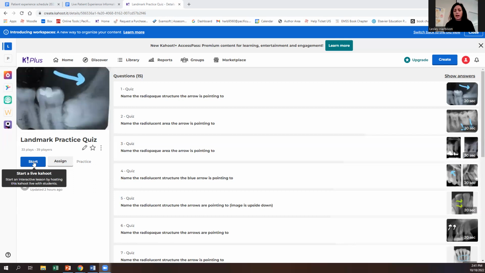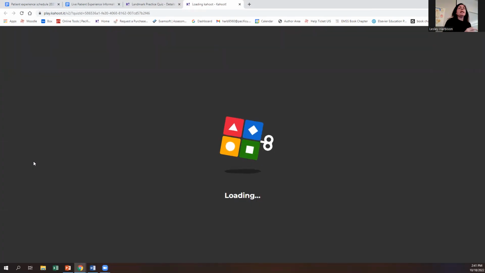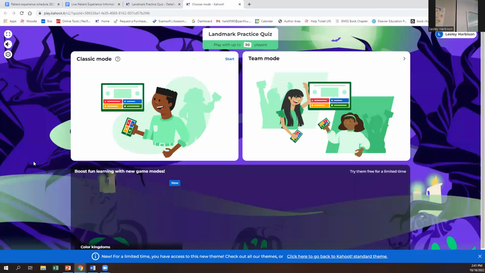Okay, let's do this. You guys have to go to Kahoot. Either you have the app or you go to kahoot.it. I'm sorry if these pictures and arrows are horrible. This is all homemade.